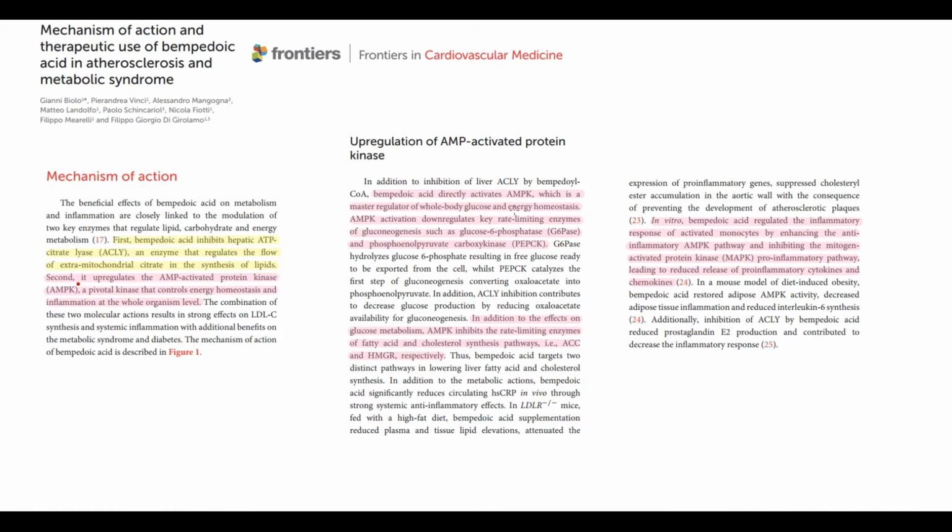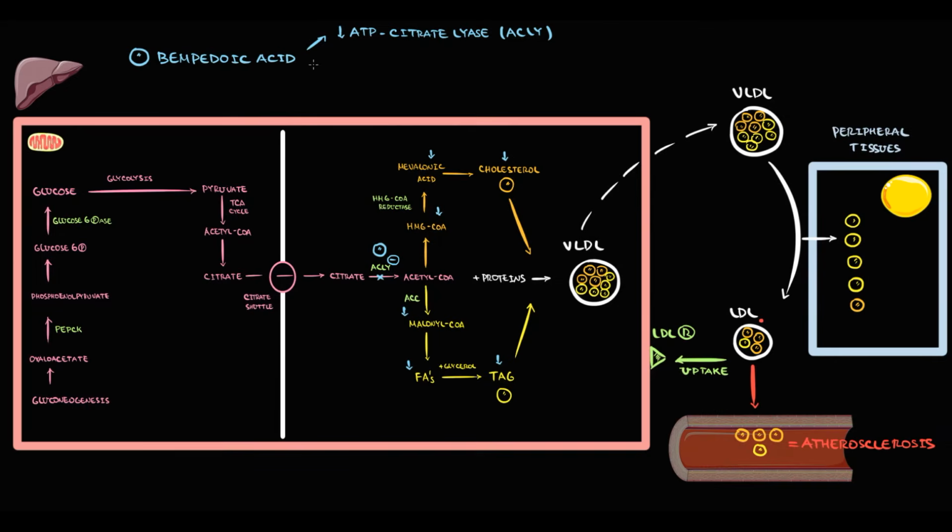By direct activation of AMP-activated protein kinase, bempedoic acid provides inhibition of the key enzymes involved in gluconeogenesis. But in addition to this, stimulation of AMP-activated protein kinase provides inhibition of the crucial rate-limiting enzymes in cholesterol and fatty acid synthesis. So let's explain this second mechanism of action. Bempedoic acid stimulates AMP-activated protein kinase.